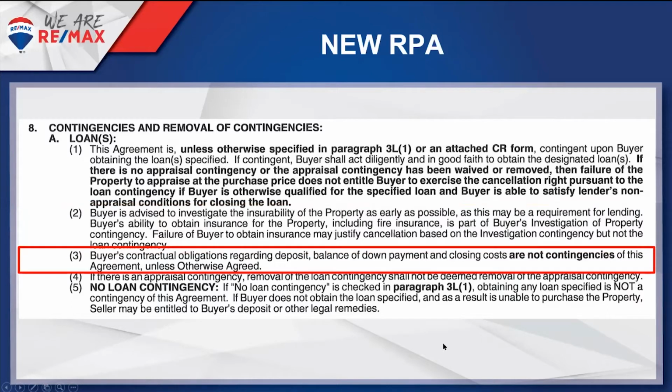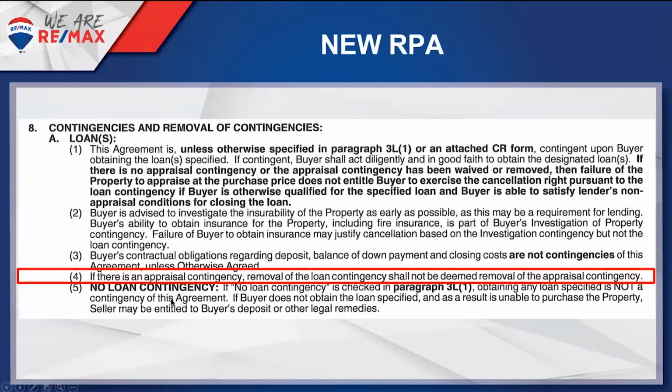The buyer's contractual obligations regarding deposit and down payment are not contingencies. So that means that you should have required, if it wasn't submitted with the offer, you should require verification of funds, because the offer is not contingent upon getting funds unless the offer says that. If the offer says this offer is contingent on my parents giving me the money, well, then they would be contingent, but they're not by boilerplate contingent.